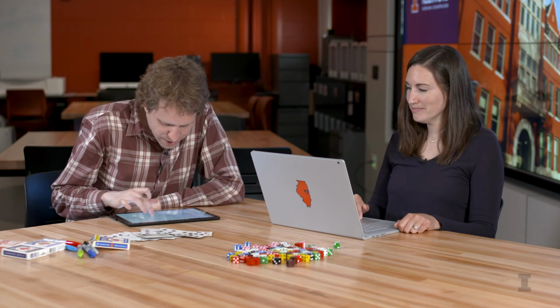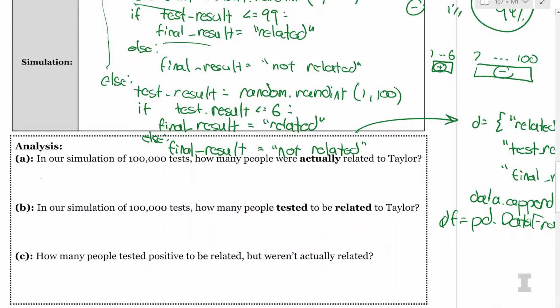So now we have a great analysis set of questions. So in our simulation of 100,000 tests, how many people were actually related to Taylor Swift? So if you're actually related to Taylor Swift, this isn't the test result. This is the related column. Yes. So this would be all of the rows where our data frame at df.related, so the related column, is equal to 1. So df.related double equals 1 will tell us who was actually truly related to Taylor Swift in our simulation.